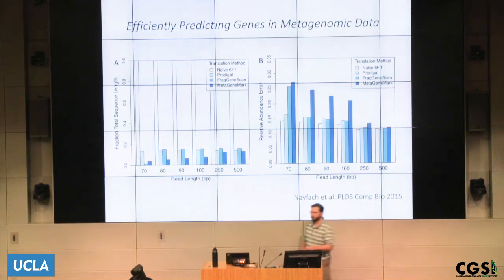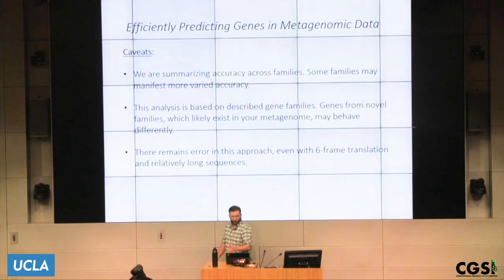Okay, so we can efficiently predict genes in metagenomic data, but there are some caveats I want you to be aware of. The first is that these summary statistics that I'm giving you in terms of error are summarizing accuracy across all the different families. And so some families may manifest more varied accuracy than others. That might matter if you care about something in particular. Maybe you care about butyrate production.